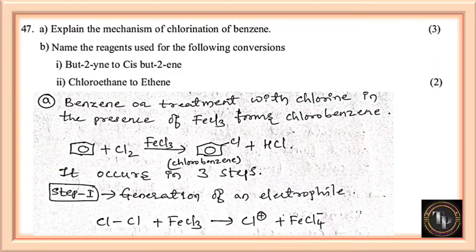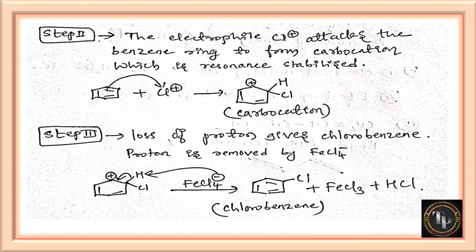See there, chlorine reacts with PCl3 to give Cl plus and PCl4 minus. Cl plus is an electrophile. Now Cl plus is going to attack the benzene. Carefully see. Step 2: the electrophile Cl plus attacks the benzene ring to form a carbocation, which is resonance stabilized.